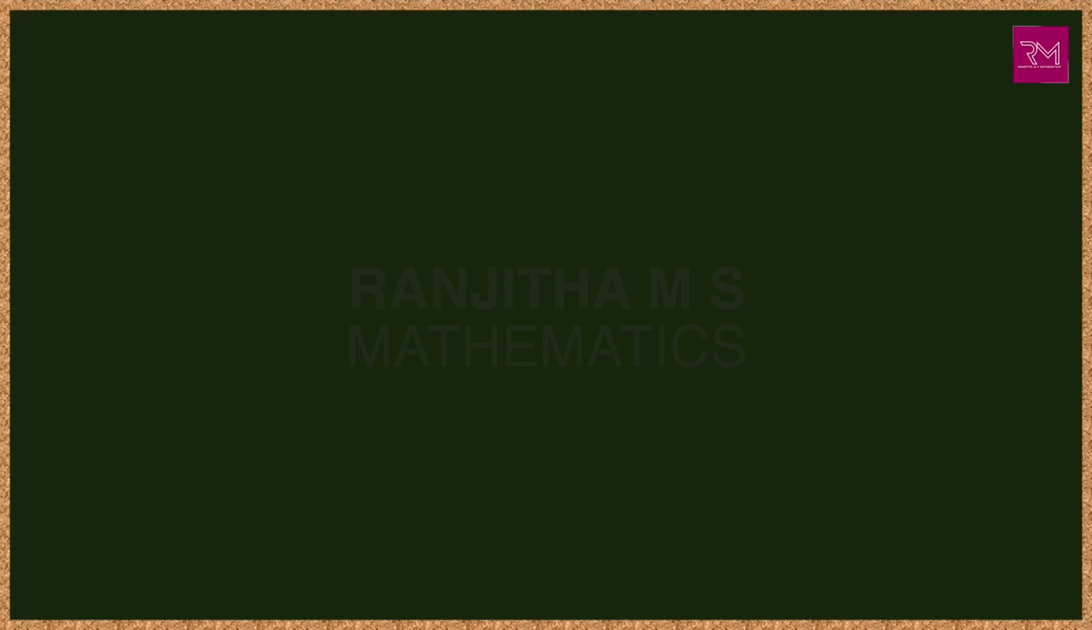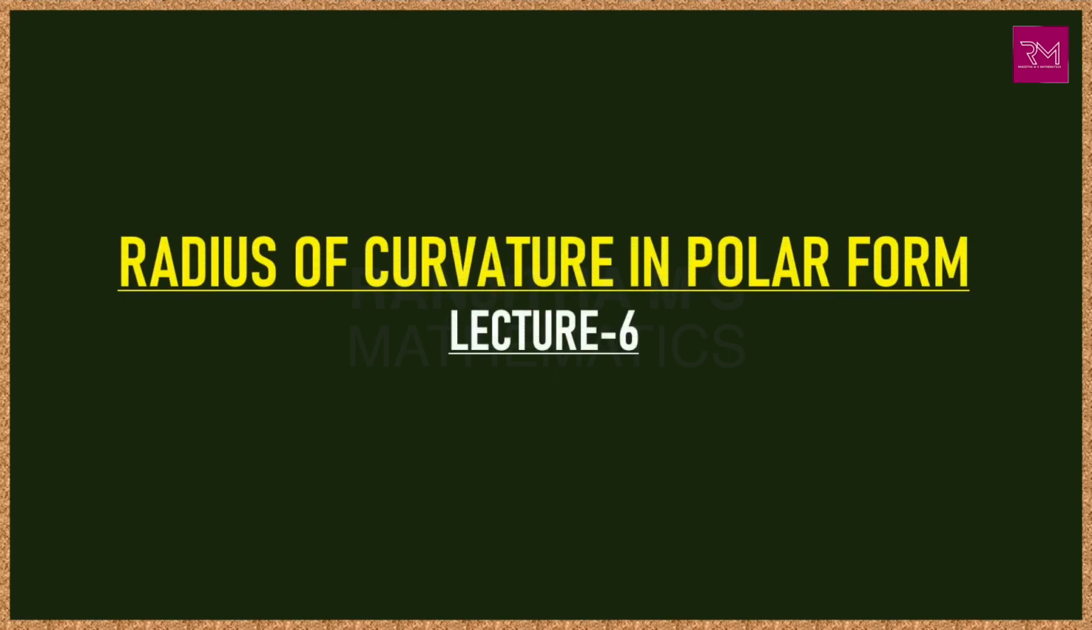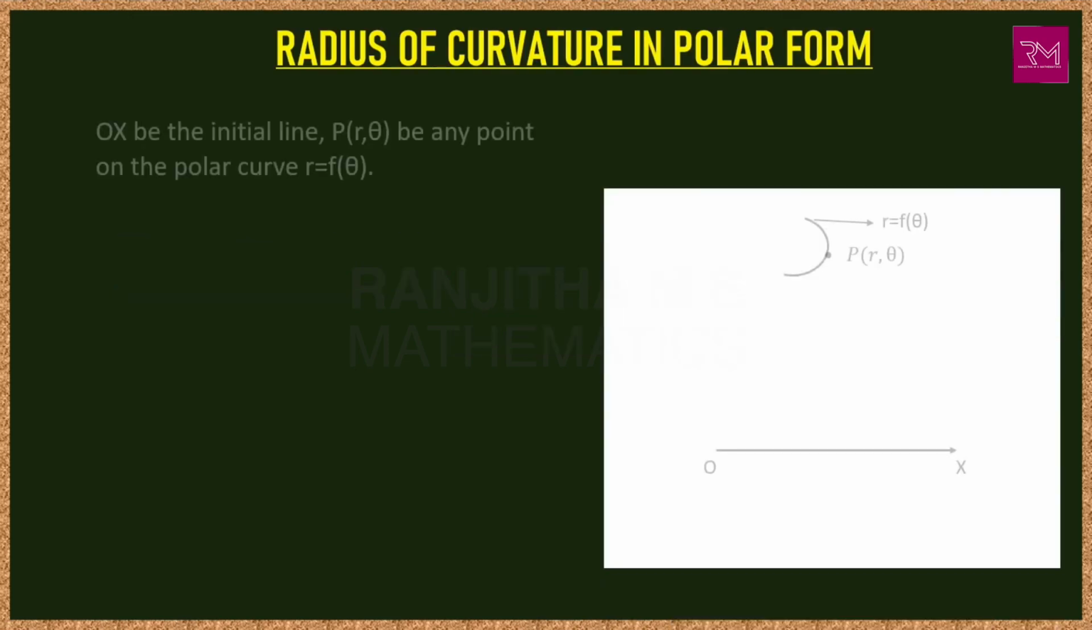In this video, we are going to derive an expression for radius of curvature in polar form. Let us begin the proof. Let OX be the initial line and P(r, theta) be any point on the polar curve r = f(theta).